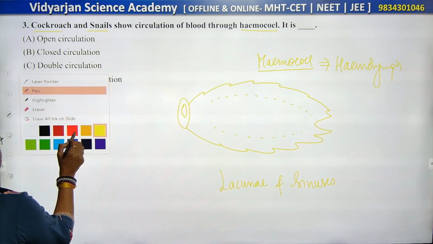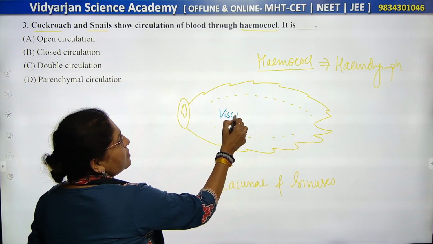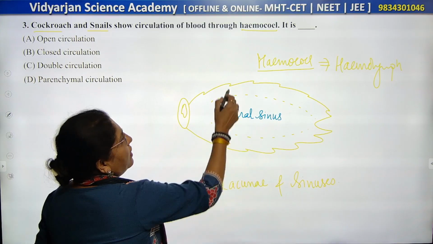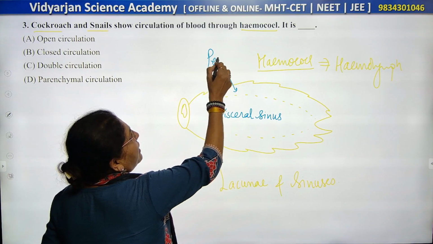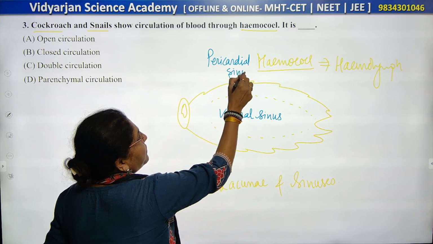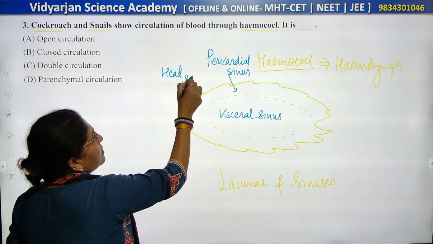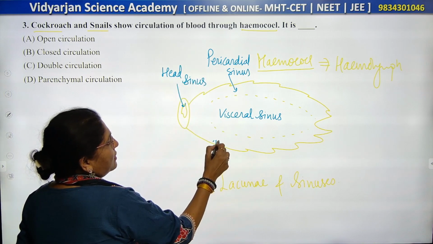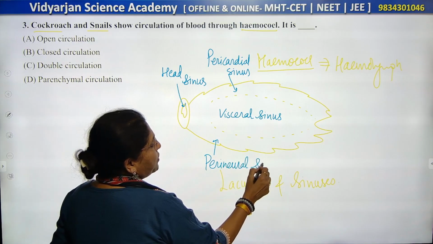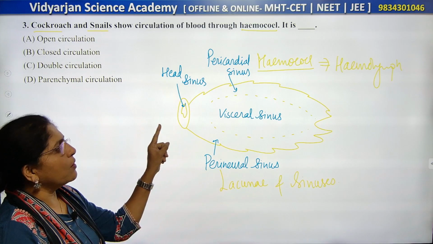You can observe the structure very perfectly, okay? This will be the visceral sinus. What is this here? This is the visceral sinus. Now here you have the pericardial sinus, okay? Pericardial sinus, right? Here you are getting the head sinus, here the head sinus, and this will be the perineural sinus, perineural sinus, got it? So this is the overall system of the cockroach.